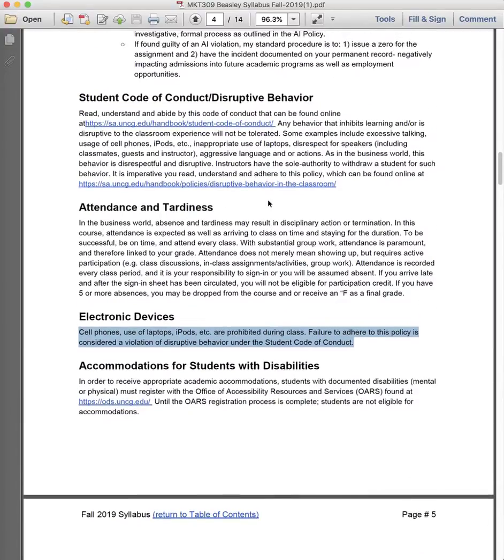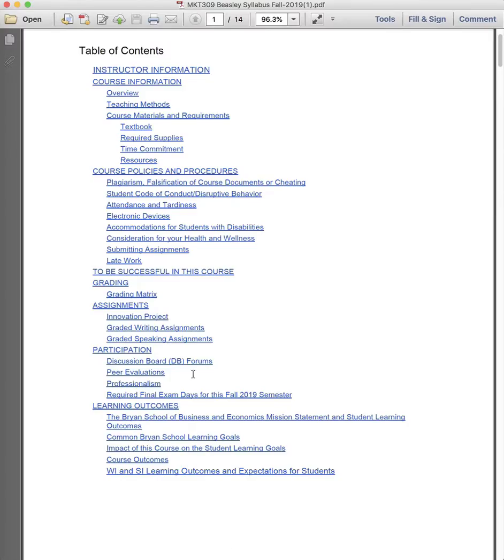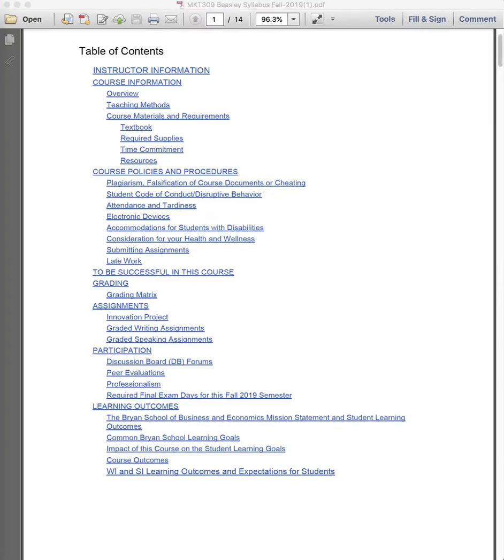So it is conducted under this code of conduct. Disruptive behavior is where you can read more information about that. But this is part of that agreement that you have with me for this class, and that I consider it disruptive if you have a cell phone out and are using it. Okay, so let's pop back to the beginning and go to the next section.